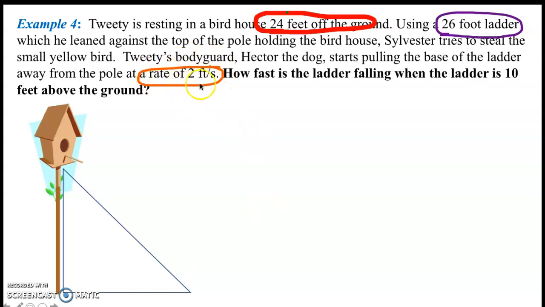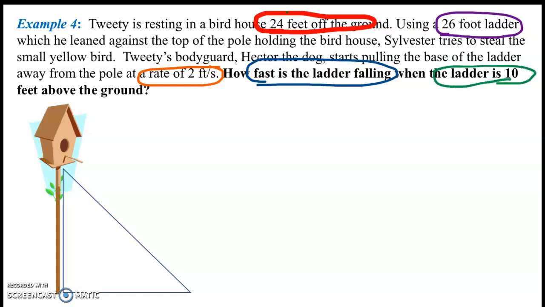so here's a rate of change. And remember, rates of change are derivatives, so we're given a derivative. We're given the derivative of the rate of change in this horizontal direction. And they're asking, how fast is the ladder falling? The ladder is going to be falling down the pole when the top of the ladder is 10 feet above the ground. So the ground is down here. I circled all the information they gave us.